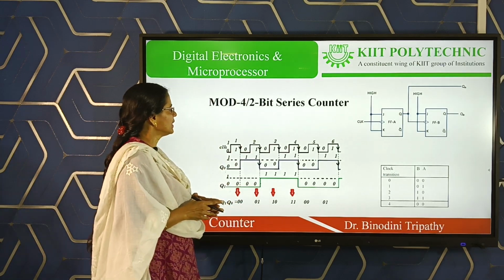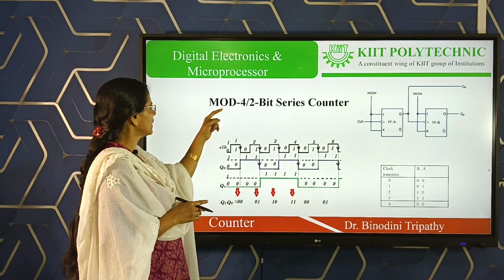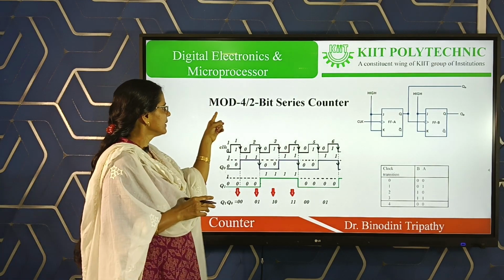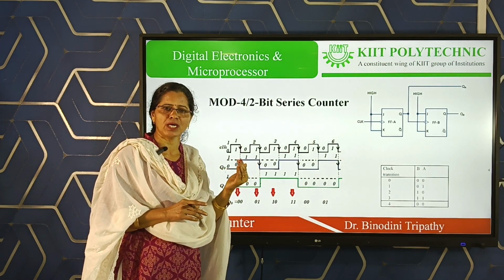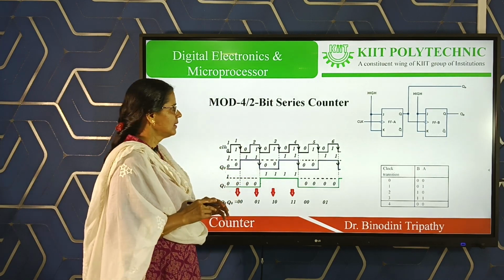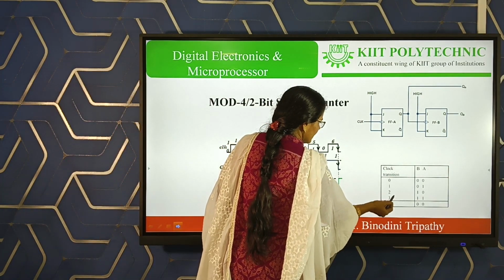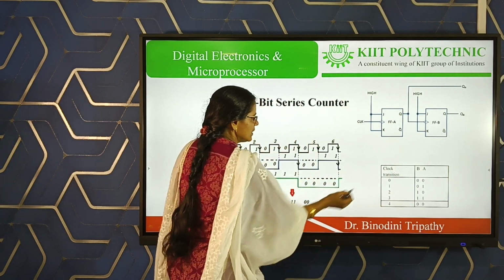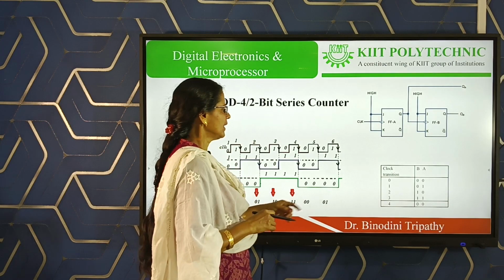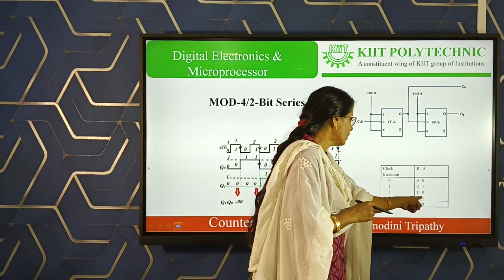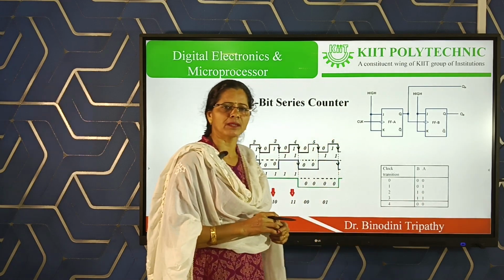So let us take a simple design, mod 4 or a 2-bit counter. Now see, mod 4 means the total number of counting sequence is 4. A total of 4 in sequence means it starts counting from 0 and the last count is 3. So it can count from 0 to 3, but next it returns again. This is the decimal equivalent and this is the binary equivalent. So it can count from 00 to 11. Next it will repeat the same count.